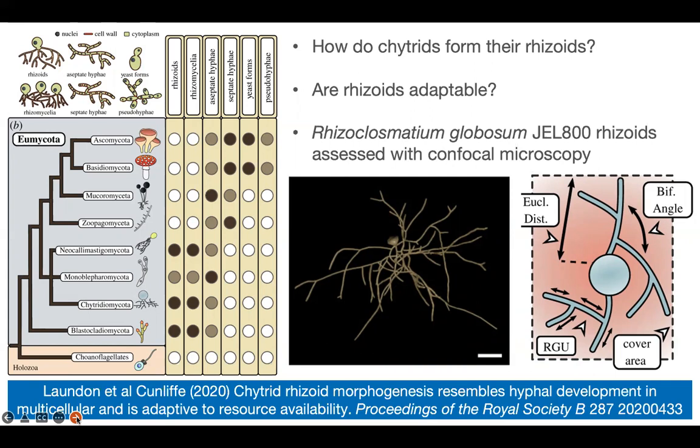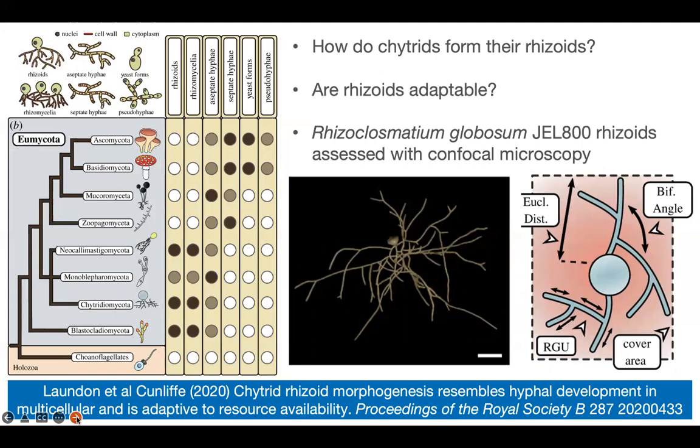Are rhizoids adaptable? Is it just random growth? Or are they somehow controlling how they're using the rhizoids? And to do this, we use our model, Rhizoclosmatium globosum, and in this study that I'm going to talk about right now, we're using confocal microscopy. So this is a way that we can generate three-dimensional microscope images of the chytrids, of the rhizoids, to try and understand what their structure is.